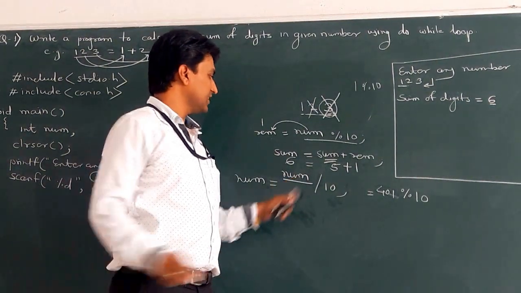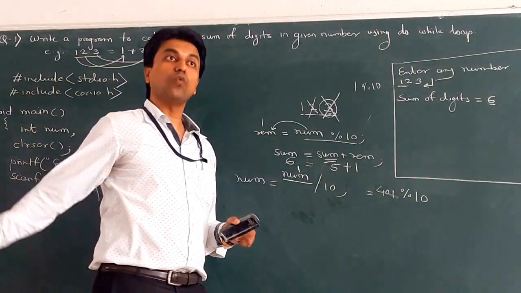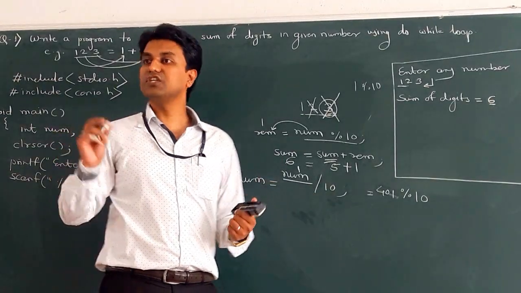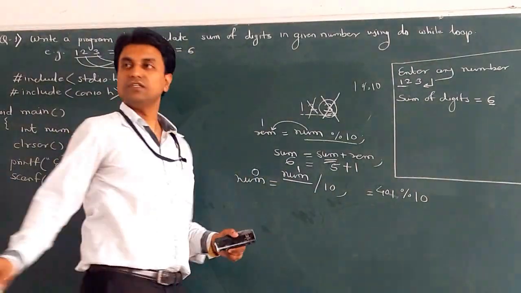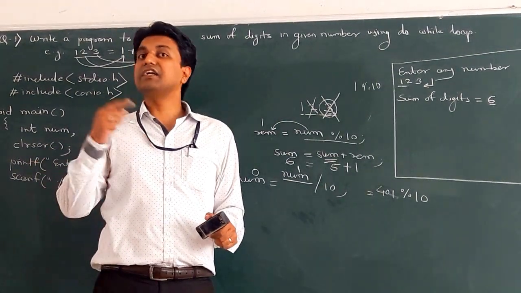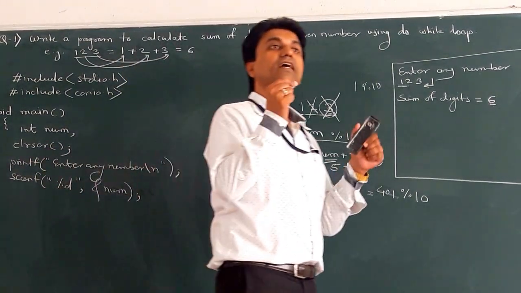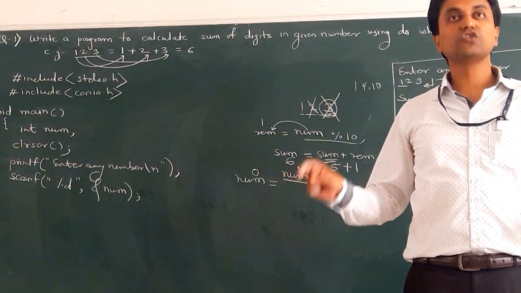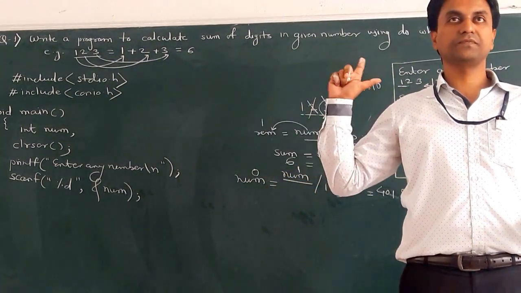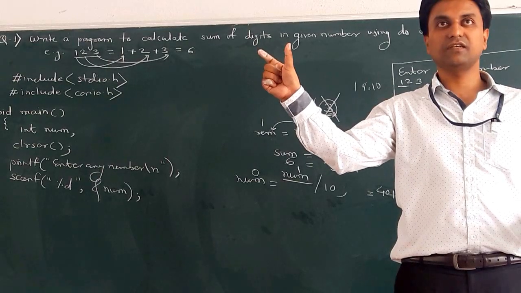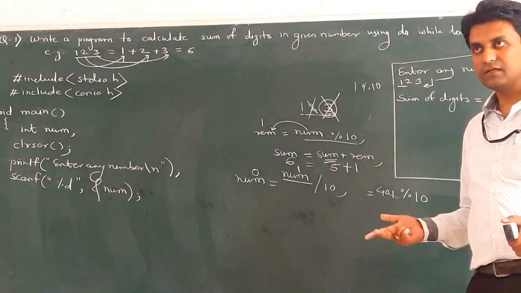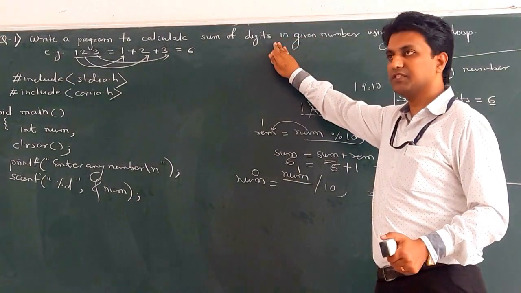And now the current number is 1. 1 divided by 10, what is the quotient? 0. Now the number becomes 0. And if the number becomes 0, that means there is no digit in your number, so stop the loop. That is our end condition. Understood? What is the pattern to solve this problem statement?